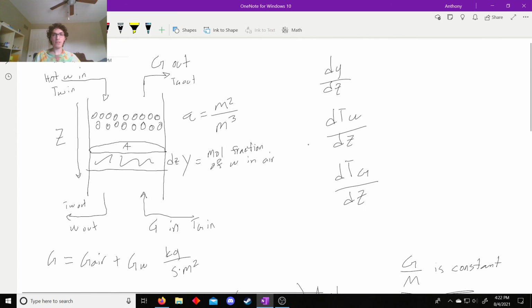Okay, so that will be it for this video. In the next video, we're going to look at these two here, and we'll come up with expressions for the change in the temperature of the water and the temperature of the gas as we move along the column. So I'll see everyone in the next video, and thank you for watching.